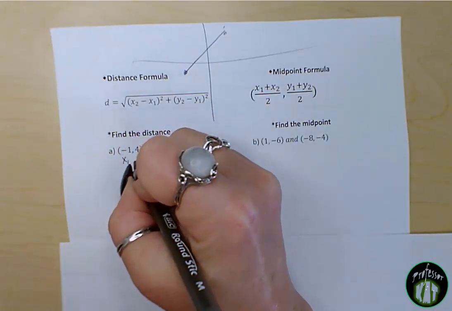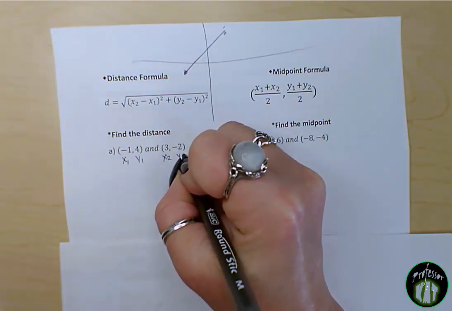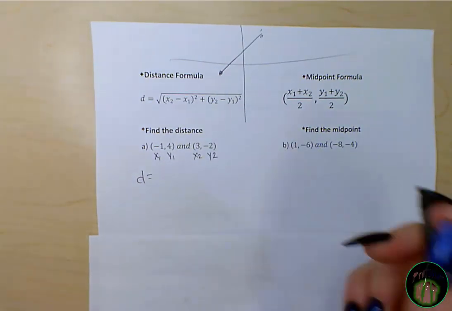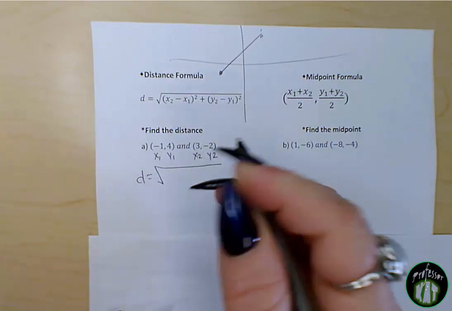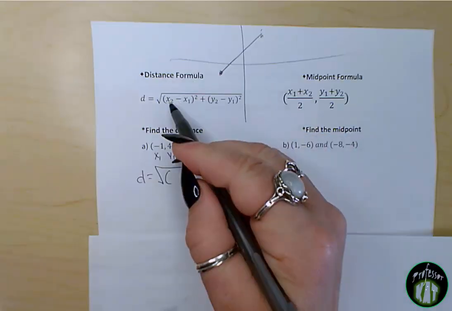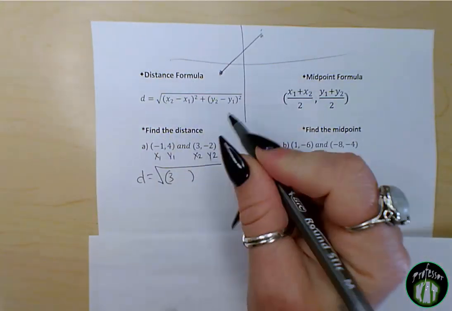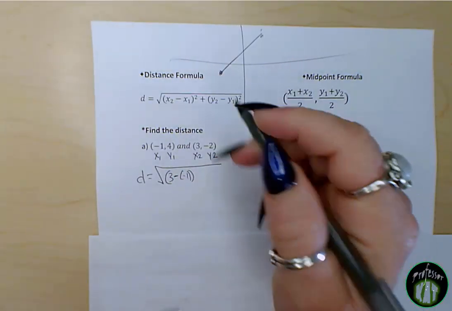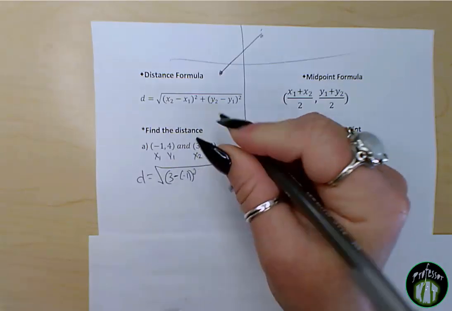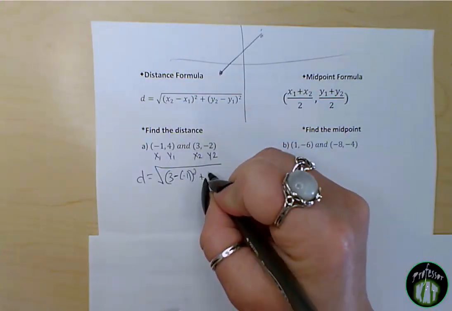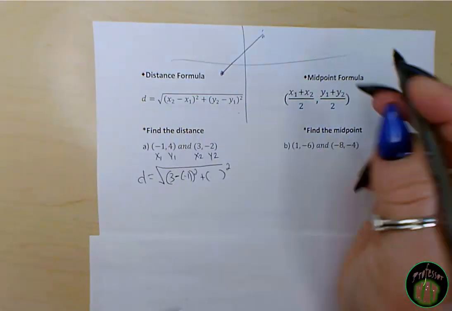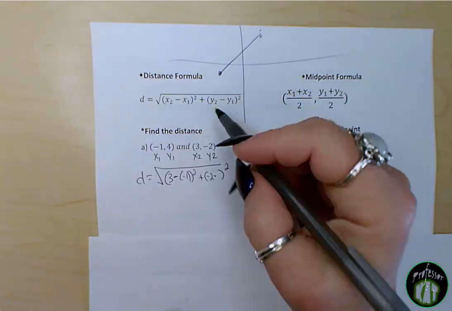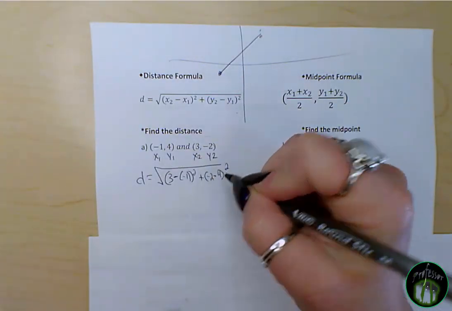So the first point, I typically just label x1, y1. The second point is going to be our x2, y2. Plug and chug into the formula here. So the distance is equal to the square root of, inside parentheses, x2, which we have a 3, minus is part of the formula. X1 is a -1, and do keep in mind that this subtraction here is squared. Plus, we have another set of parentheses that's going to be squared here. This time y2, which we have a -2, minus is part of the formula. Y1, which is a 4.